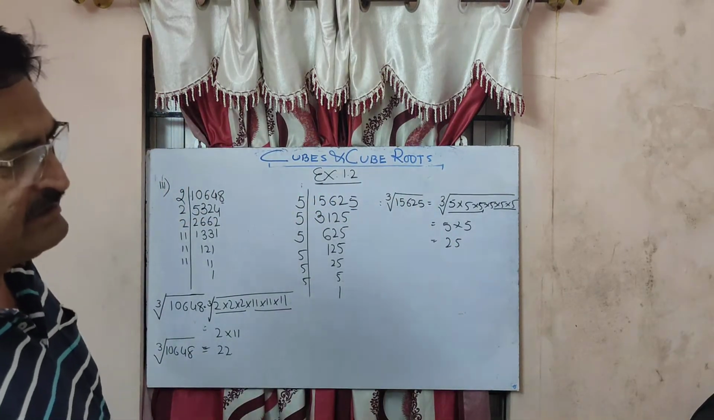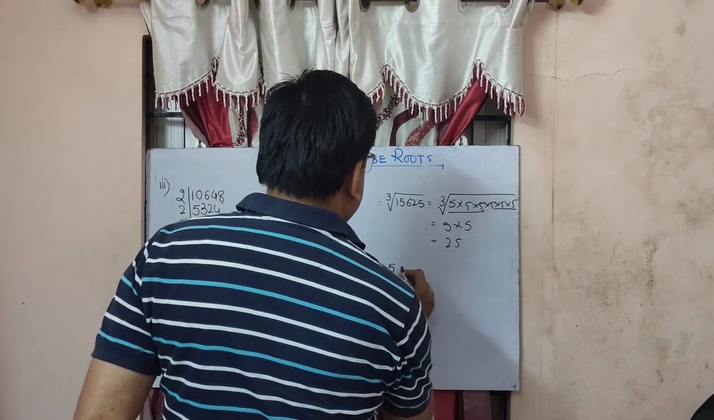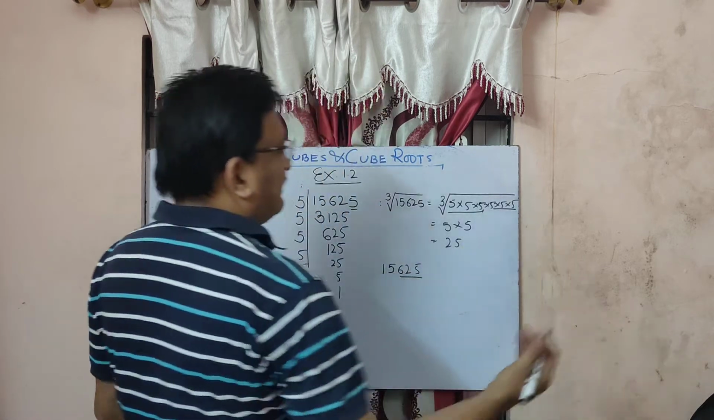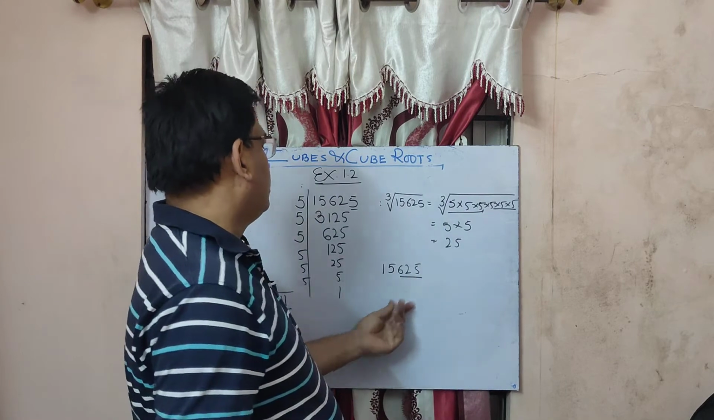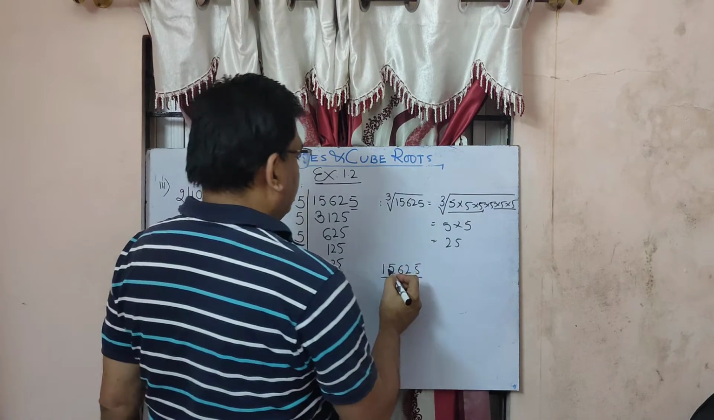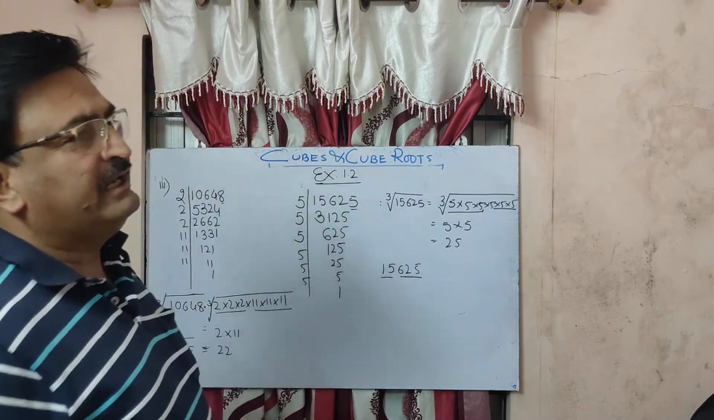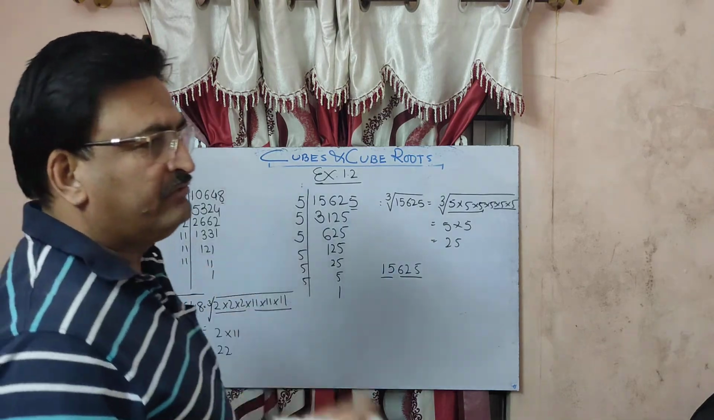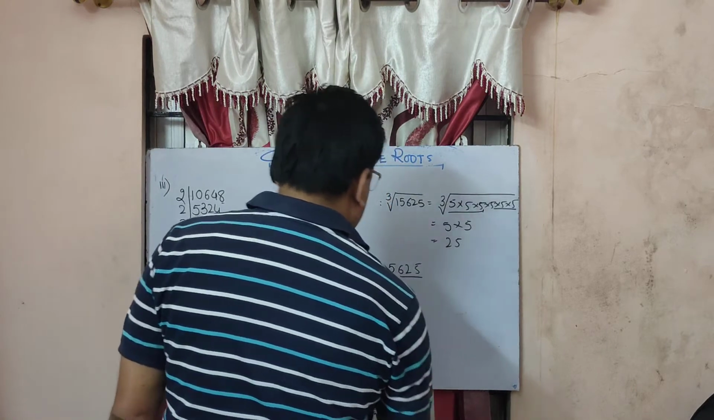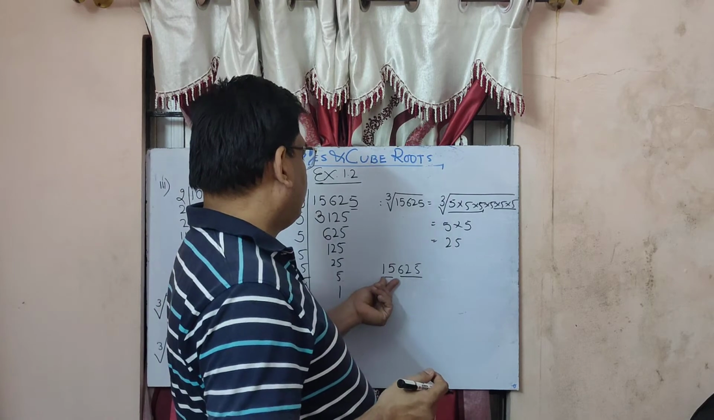Now the other way to find the cube root. The given number is 15625. First of all, you have to make one group of the last three digits, and another group is the remaining digits. Now the initial number is 15. Now 15 is nearest to which cube? Again, it is 2 only, because 2 cube is 8, 3 cube is 27. So 15 is near to 2.